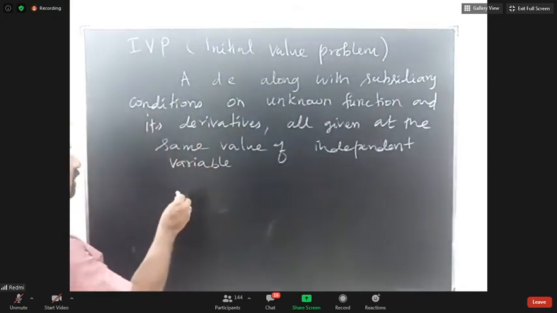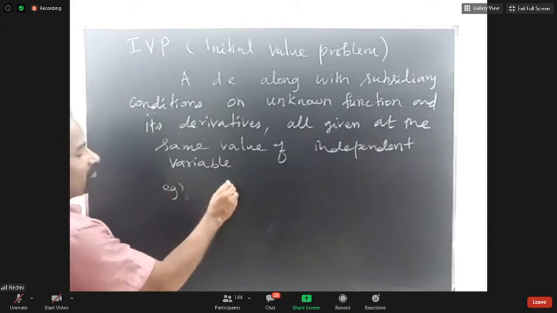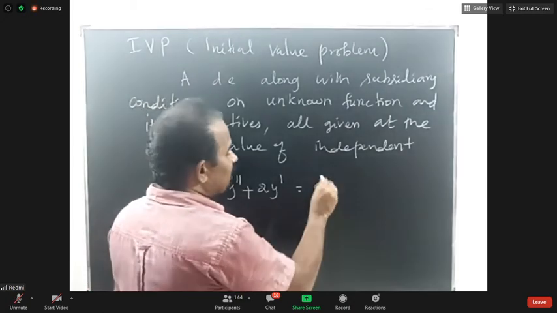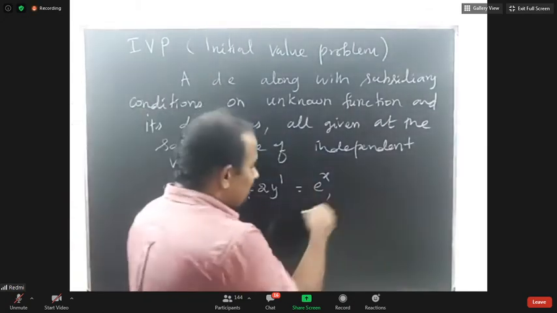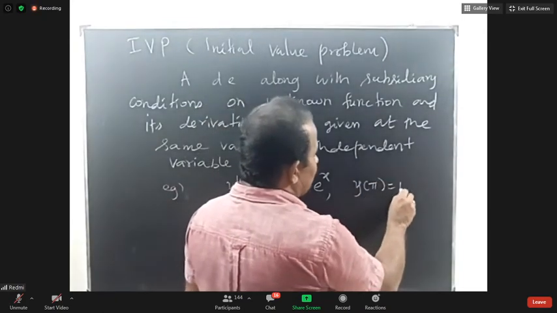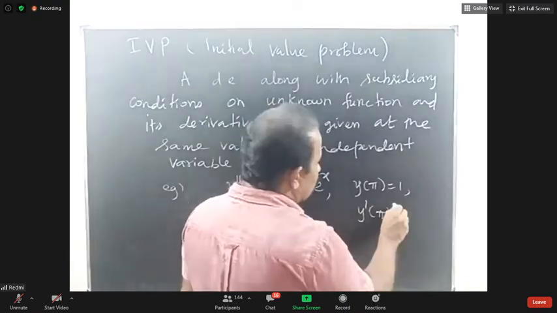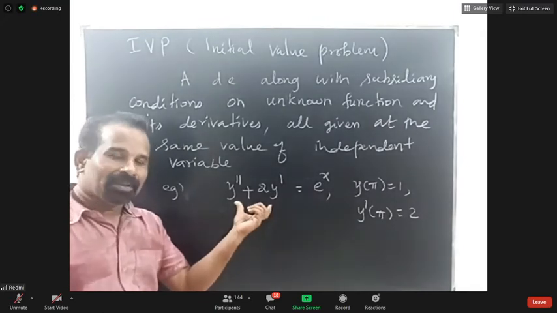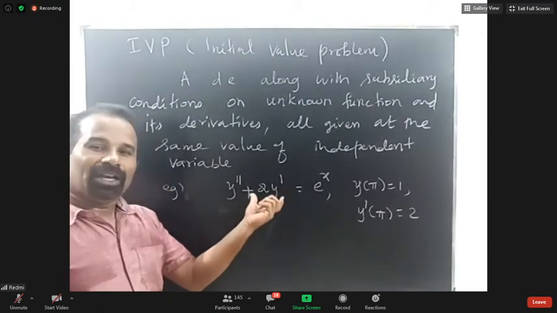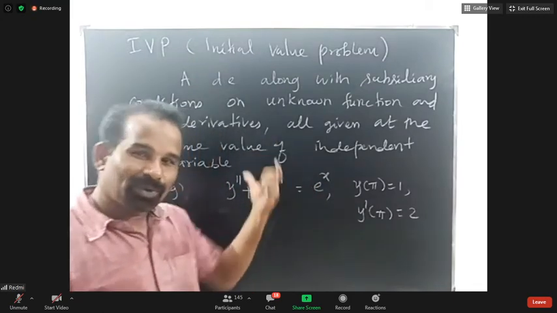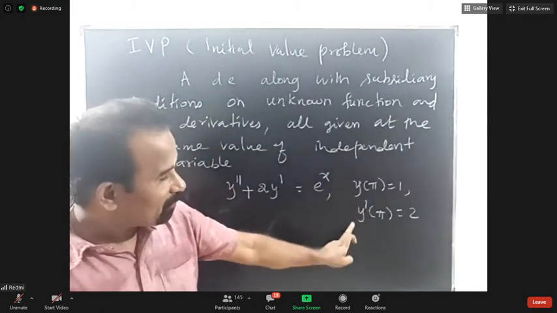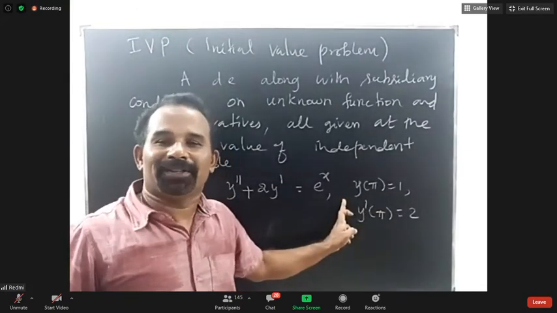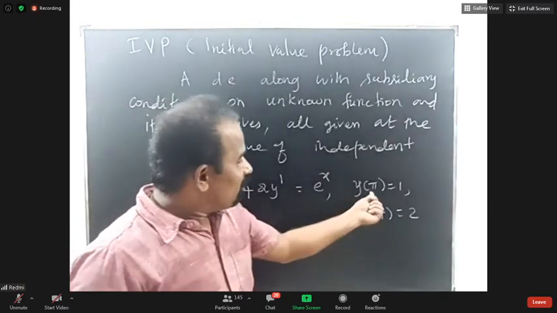For example, consider the differential equation y double dash plus y dash is equal to e power x, and y of pi is equal to 1, and y dash of pi is equal to 2. See that? This is the differential equation. The unknown is y. Then the independent variable is x. These two equations are called subsidiary equations. Understood?